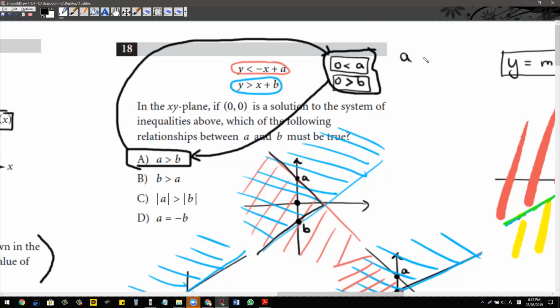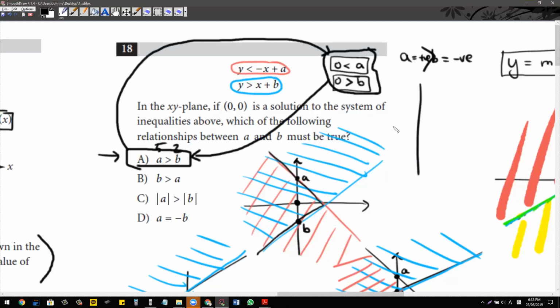Because A is greater than 0, so A is positive, and B is negative, right? So that obviously satisfies the fact that A is greater than B. So this one is very, very close to being the answer. However, this is not necessarily satisfying this, because A could be 5, B could be 2. And if that's the case, B is not negative.